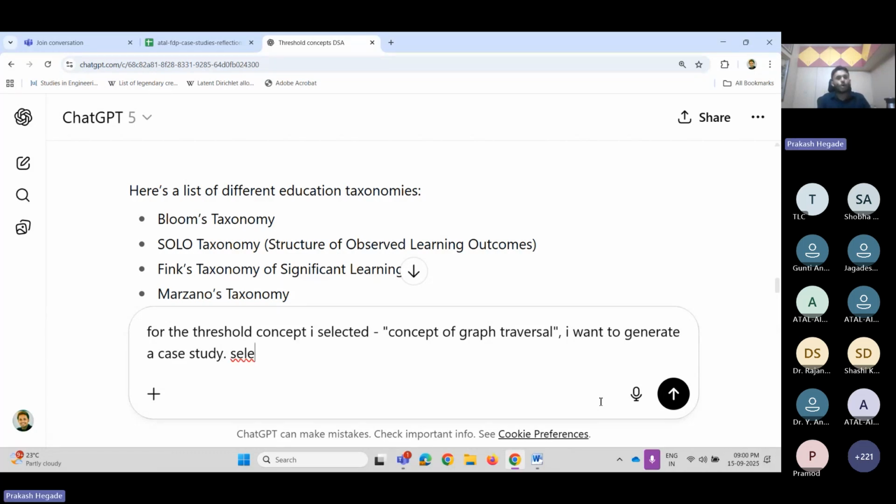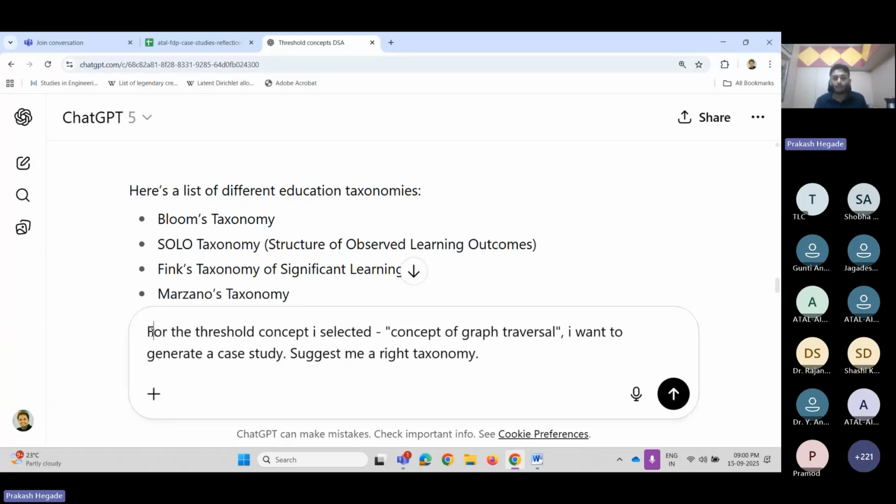Select me, or you can say, suggest me a right taxonomy. Trust me, once we have a final case study with us, you will be amazed by the wonders which the LLM can create. And this is what I want you all to type. I'll also be pasting this in the chat window to make it easy. The place where I've written concept of graph traversal, you will write the threshold concept which you have selected. Let me paste that in the chat window as well.